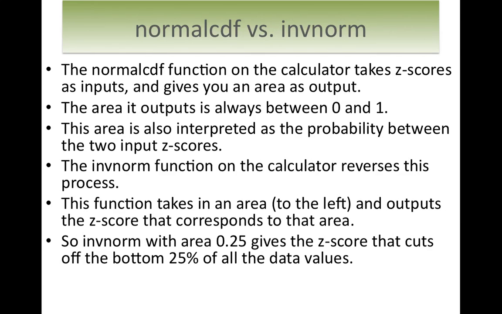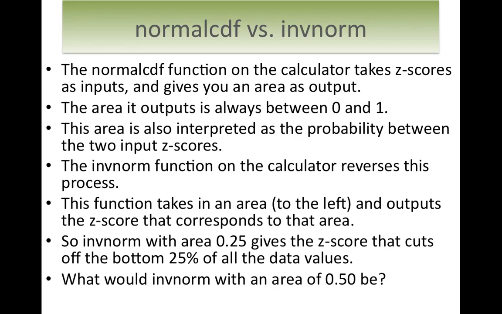So in a bell curve, the bottom 25% is that left tail. The bottom 25% of the left side of the bell curve would be shaded in, and you'd find the z-score that cuts off that area. So what would an InvNorm with an area to the left of 0.50 be? If you used it without putting this into your calculator, just think, what's the z-score that cuts off the bottom 50% of area? And you should recognize that that z-score is the very center of the distribution, which is a z of 0.